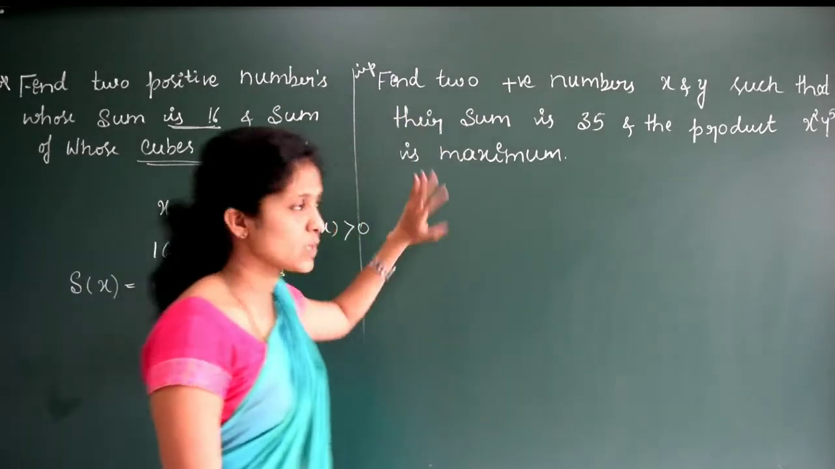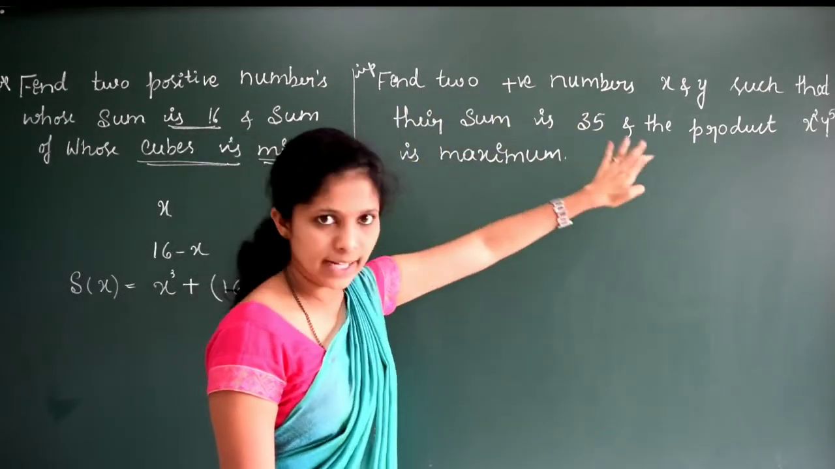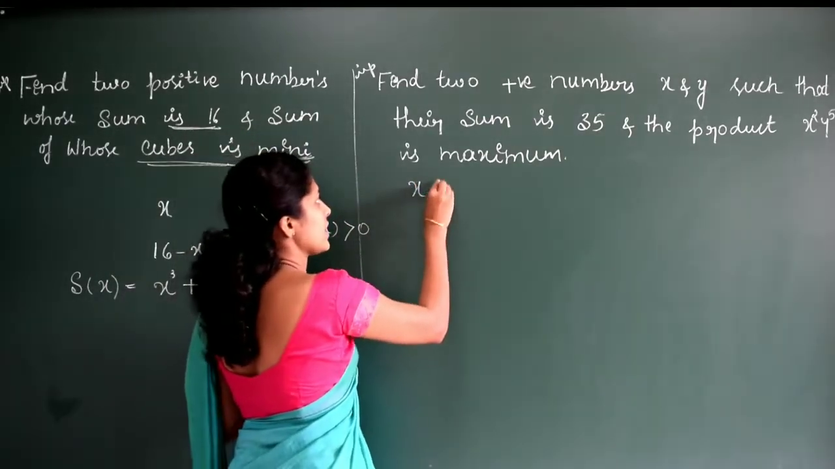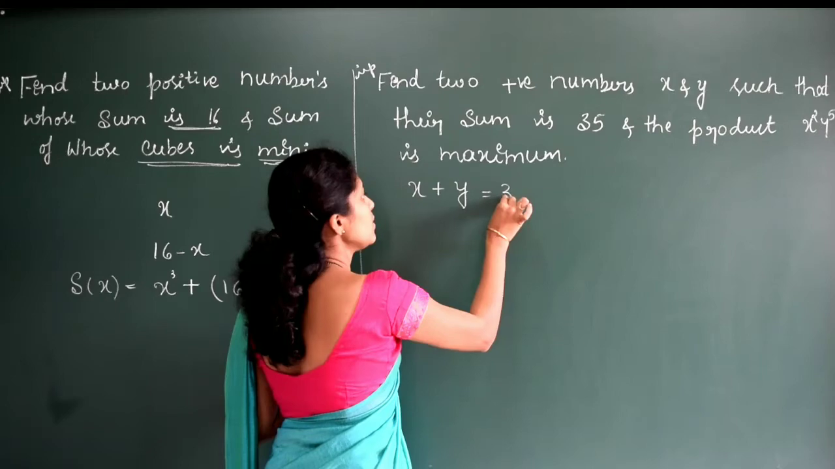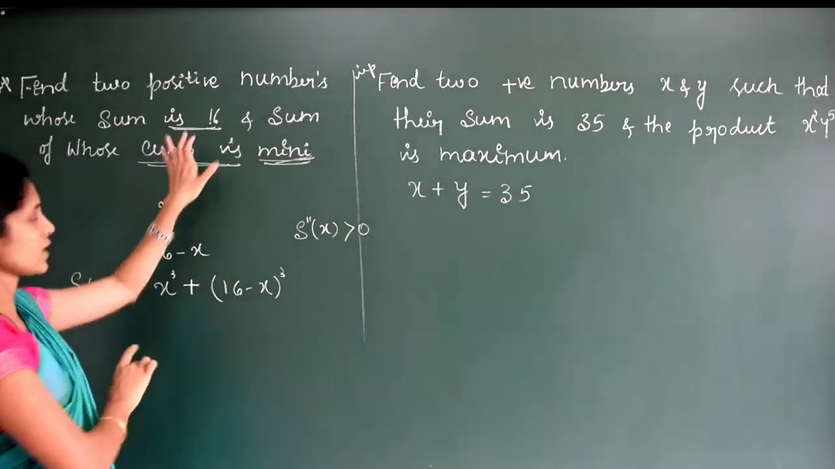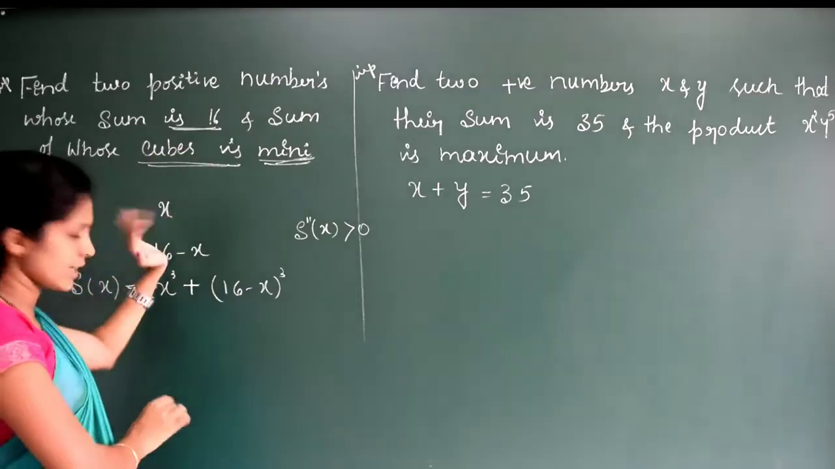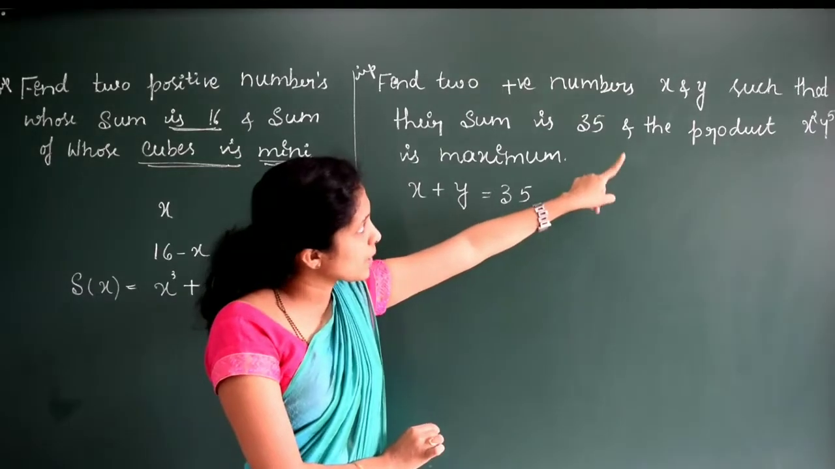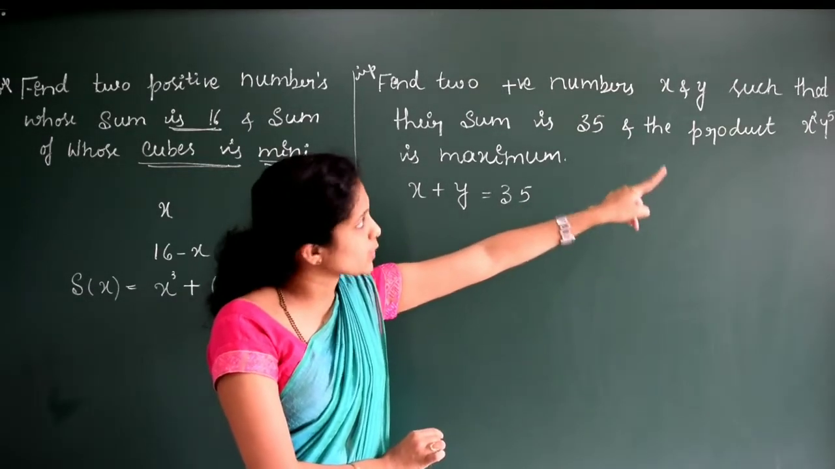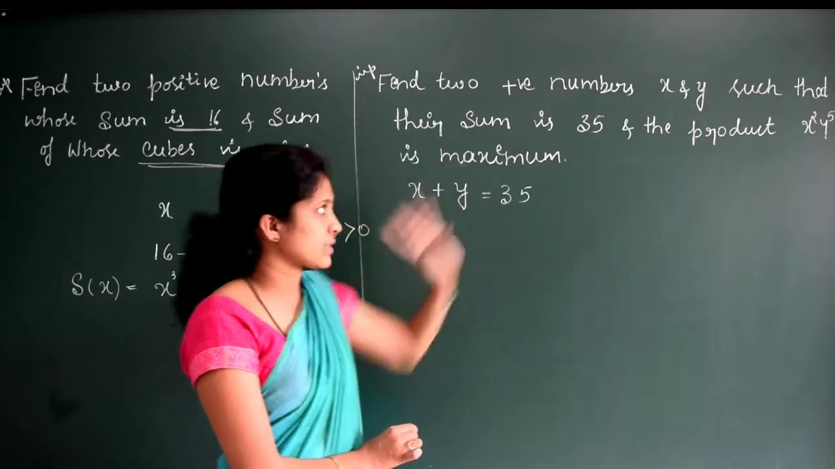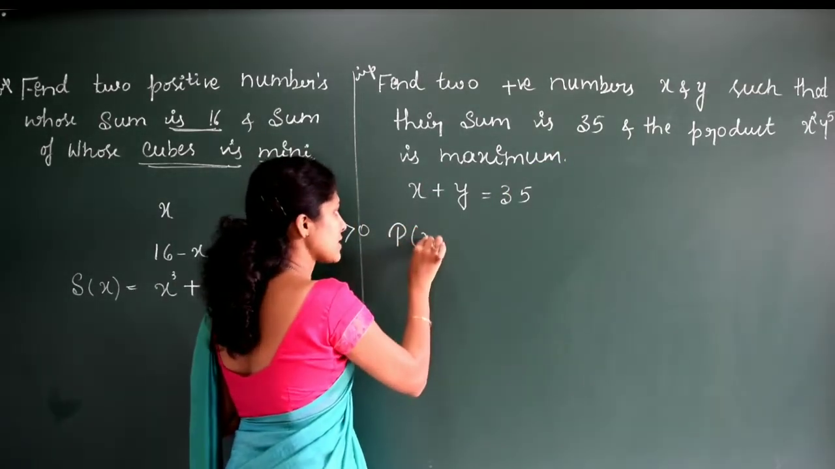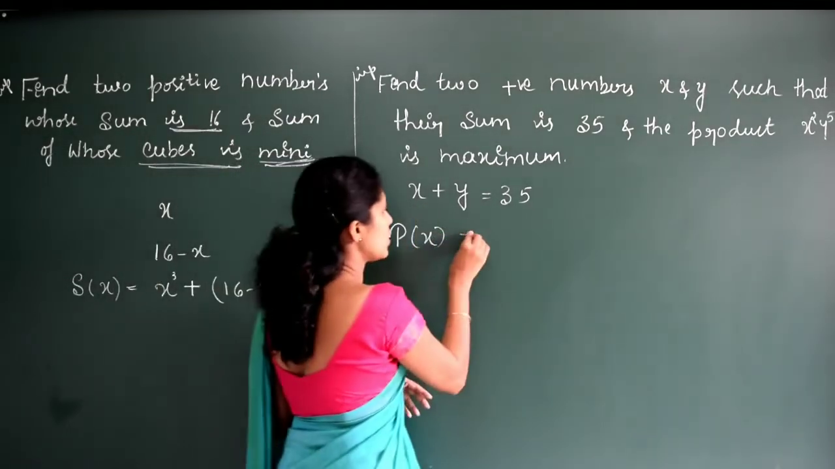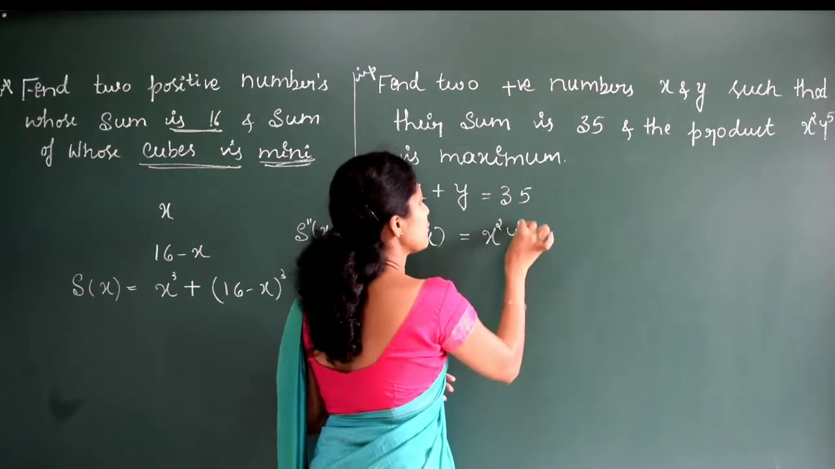Now we'll see this one. Here also it is similar. Find two positive numbers x and y such that their sum is 35. Here also the sum of two numbers is given, x plus y is equal to 35. You can consider x plus y equal to 16 if you want, or else directly you can go. Next, what is given? The product x square y to the power 5 is maximum. We will consider this product as P of x, or you can consider it as f of x also, no problem. P of x is equal to x square y to the power 5.